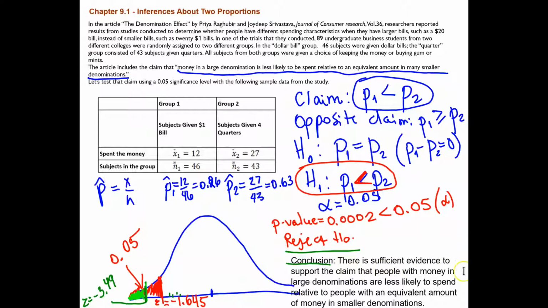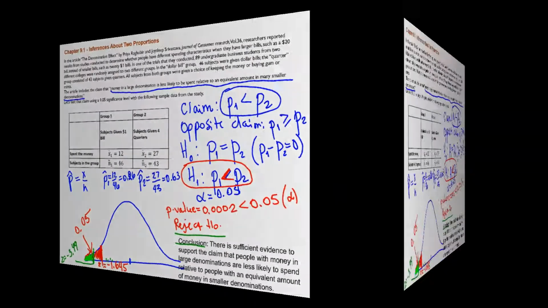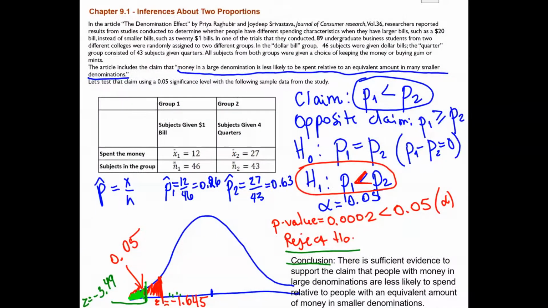There is sufficient evidence to support the claim that people with money in large denominations are less likely to spend relative to people with an equivalent amount of money in smaller denominations. So if you don't want to spend a lot of money, keep it in large denomination bills. And now we're going to test the same claim using the confidence interval method. Let's build the confidence interval.